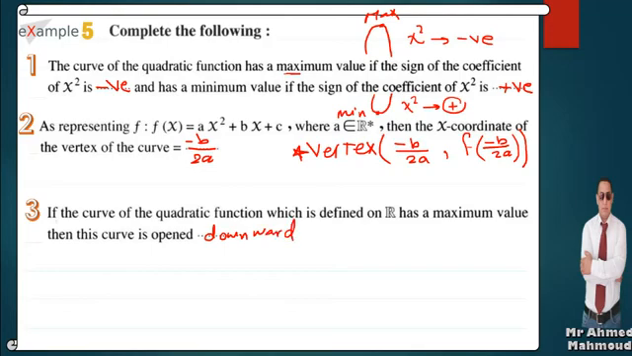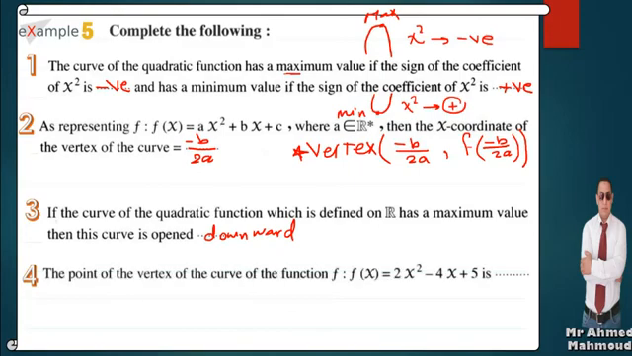Or you can write down. Okay. Number 4, if the point of the vertex of the function 2x power of 2 minus 4x plus 5 is, okay, this is the rule of the vertex, negative b over 2a. Here 2 is a, negative 4 is b, 5 is c. Okay, negative b over 2a equals negative negative 4 over 2 times 2, which is equal 1.